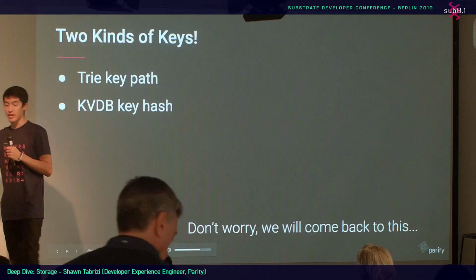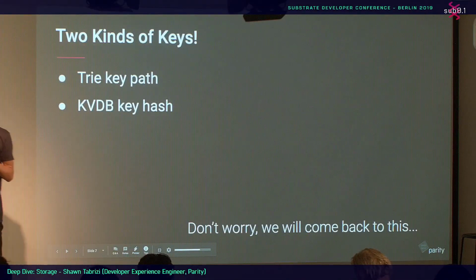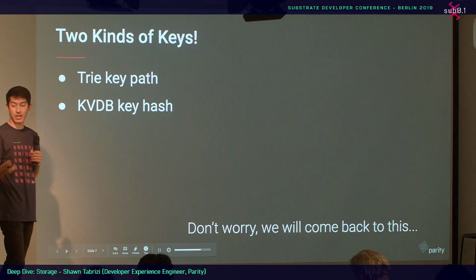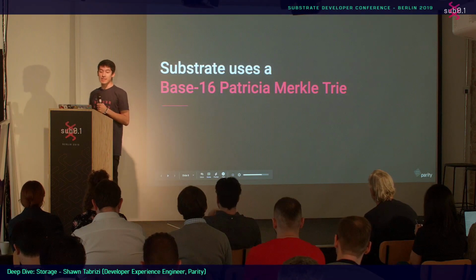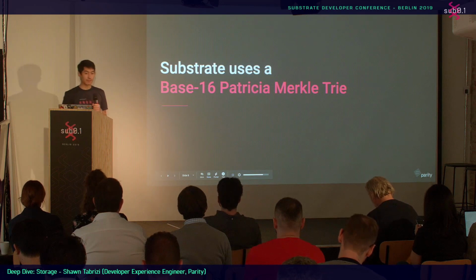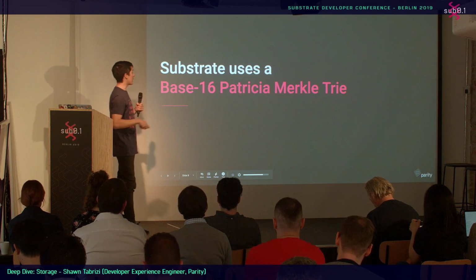Cool. So again, I'll reiterate this over and over. There's two kinds of keys. There's a tree key path, and there's a key value database key hash. And we'll hopefully explain that with some visuals. So Substrate uses a base 16 Patricia Merkle tree. So what do these things mean? Let's break it down one by one.